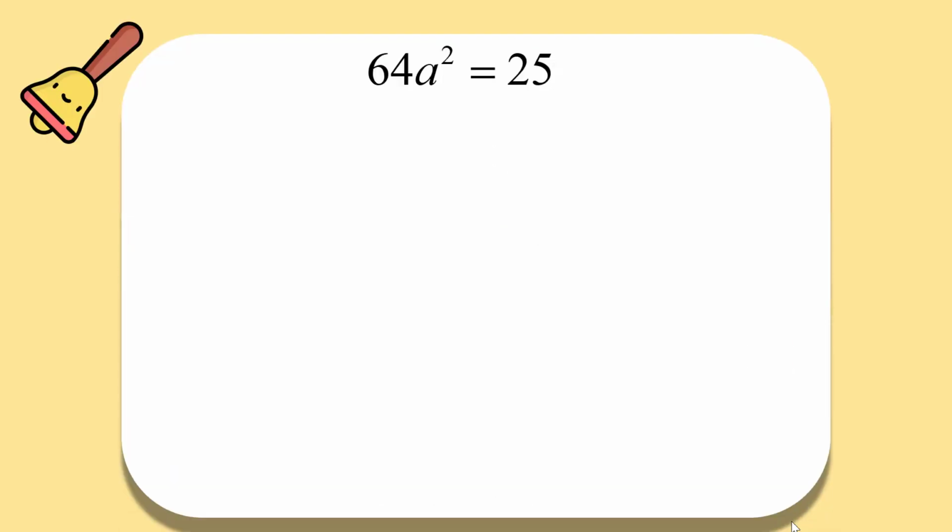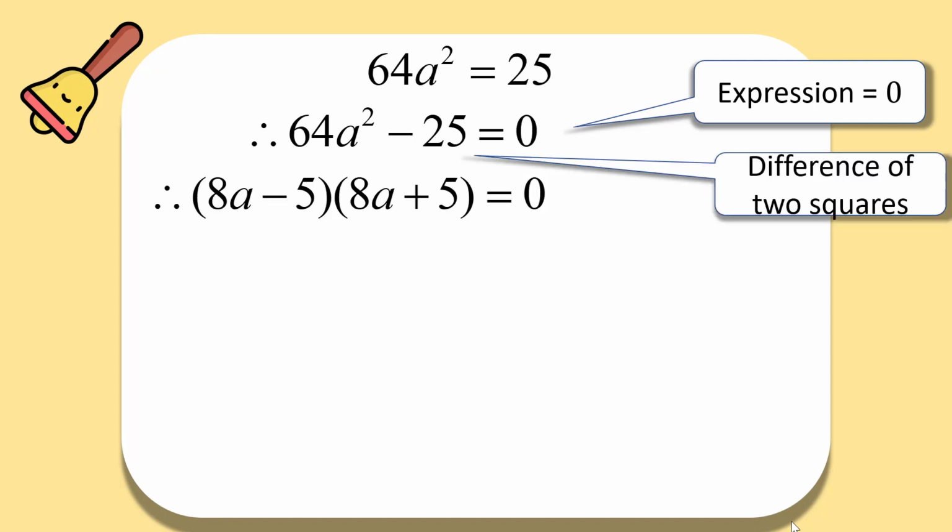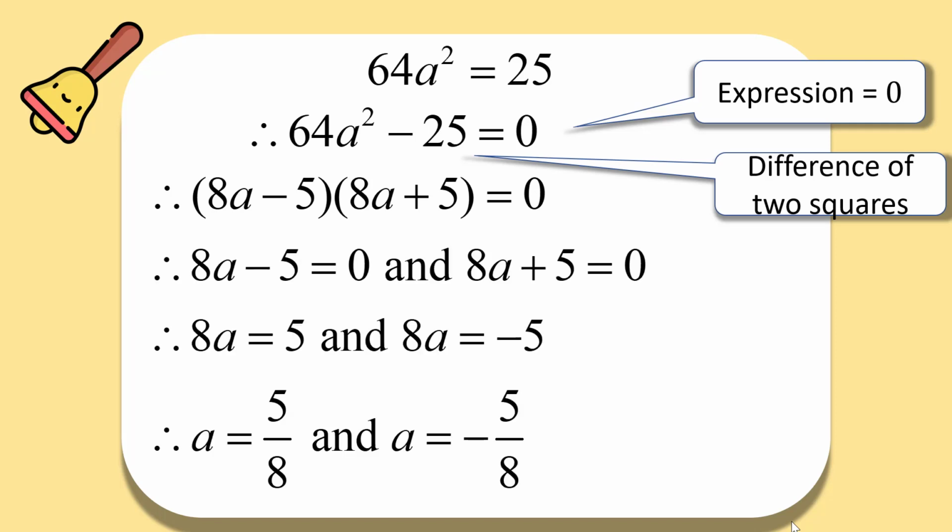Let's do another example. What about 64a squared is 25? Use the zero product property. The expression must be equal to 0, so subtract 25 from each side. Then factorize the difference of two squares. 8a minus 5 will be 0 and 8a plus 5 will be 0. Therefore, a will be 5/8 and a can be negative 5/8.